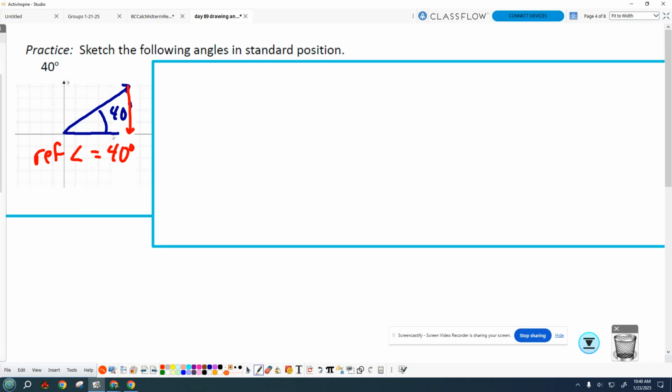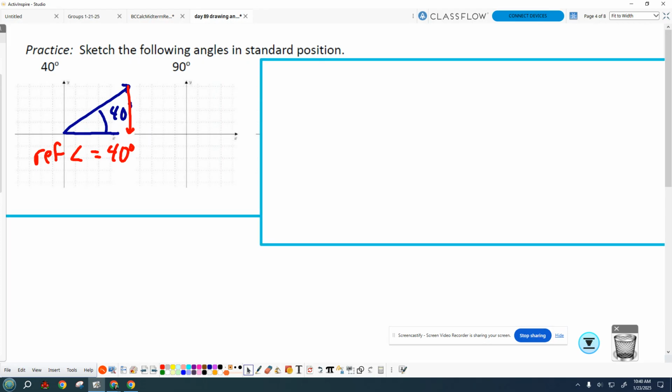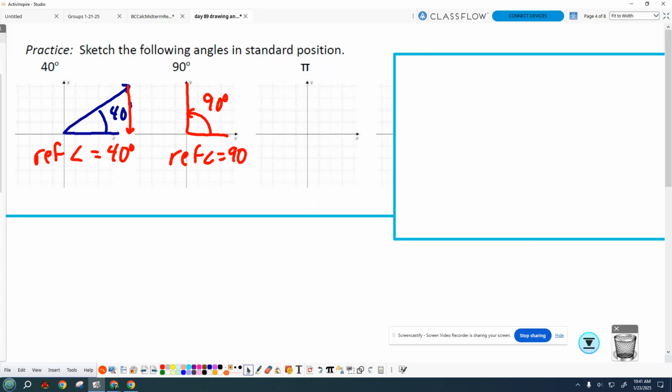All right, so what? 90 degrees. I believe you all know this one. There's 90 degrees. Getting back to ground level. Again, the reference angle, not super interesting. Not yet. Still not interesting. Pi. Danny, how do I draw pi? Just like 180. Just the 180.